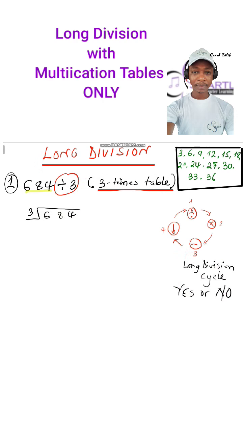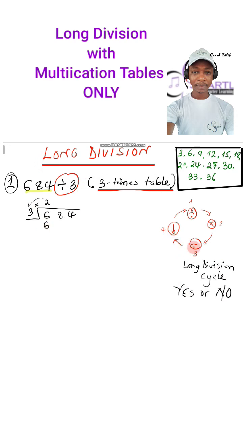So we begin. First digit, 6. Is 6 a multiple of 3? Yes. So it means we use it straight away. Which line? 3 times 2. So our answer here is 2. Remember, the answers are written on the roof. Immediately from that, you go to multiplication by the same number as the divisor. So 3 times 2 gives you 6. Write it in the same line.